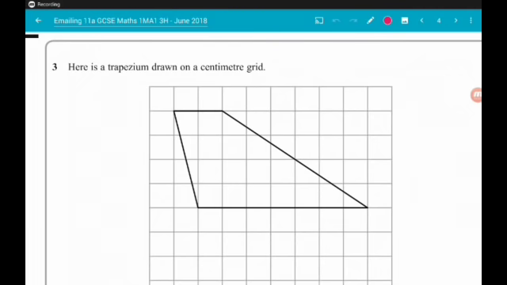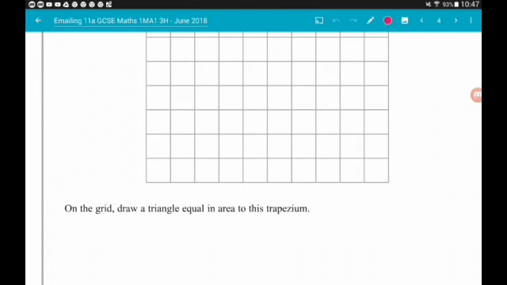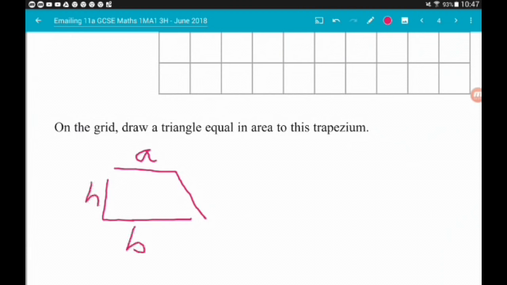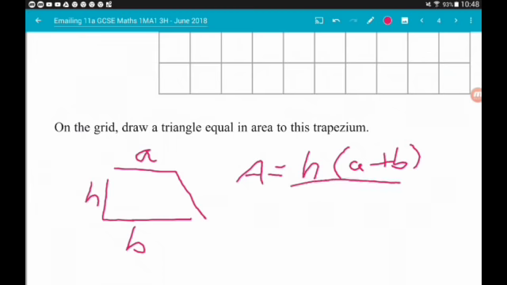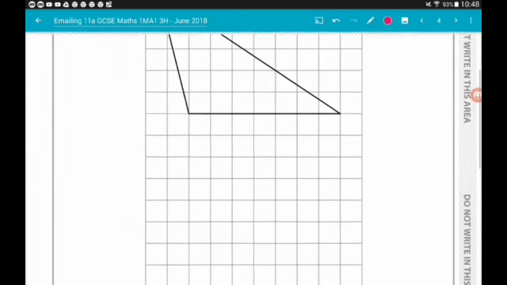Question 3. We have a trapezium drawn on a centimetre square grid. What we want to do is, on the grid, draw a triangle equal in area to the trapezium. So we're going to need to work out the area of the trapezium. With a trapezium, if we call the top a, bottom b, and the height h, the area is height times a plus b all over 2. So here we need to find the area of the trapezium.